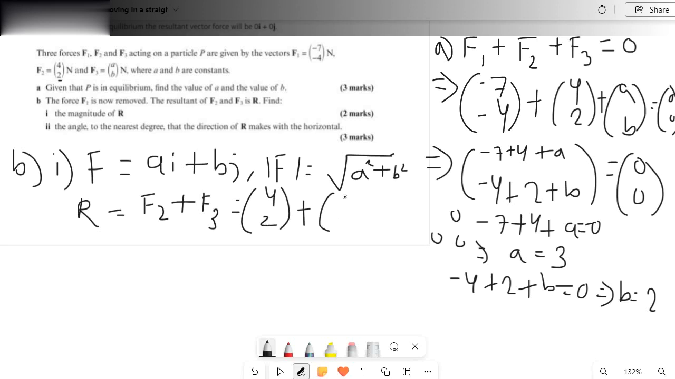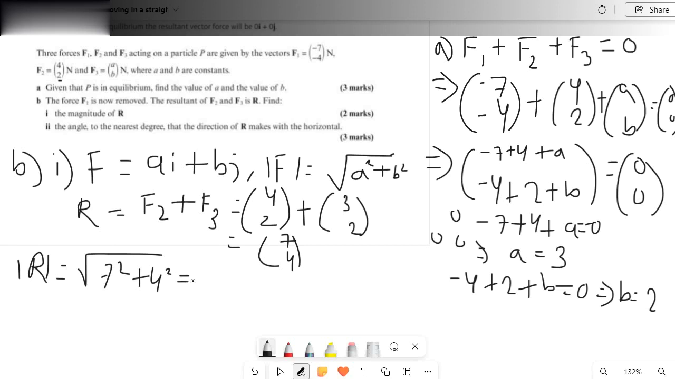So F2 and F3, which were (4, 2) and (A, B). Because A is 3 and B is 2, we have R being 4 plus 3, which is 7, and 2 plus 2, which is 4. Now we have to find out the magnitude of R, which is the modulus of the vector. So the modulus of R is equal to the square root of 7 squared plus 4 squared, which is root 65, or approximately equal to 8.06 newtons in 3 significant figures.